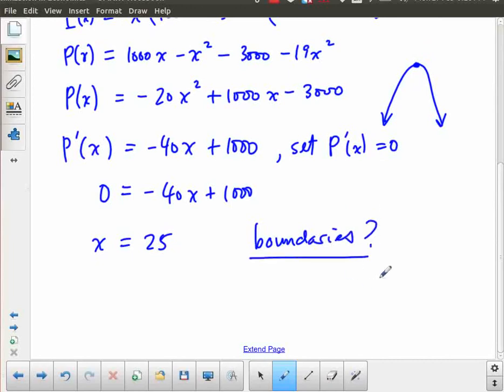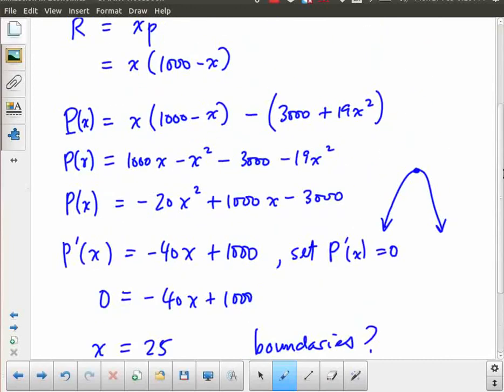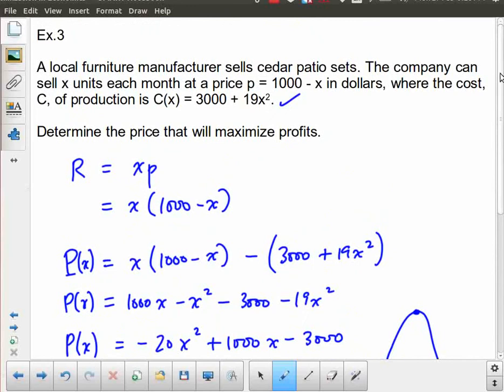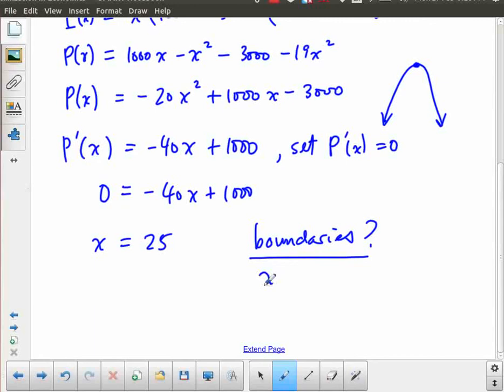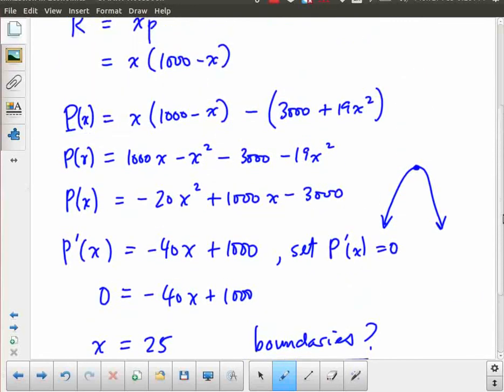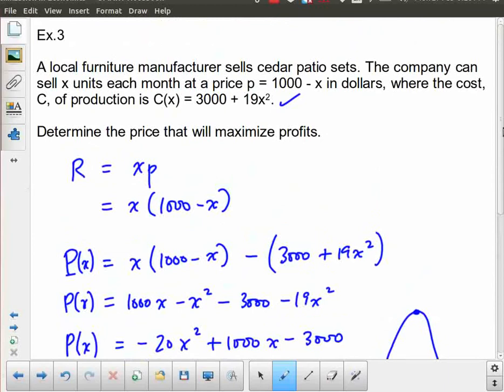And so what are the boundaries for a question like this? We have to sell something in order for us to have a product. So we know that x must be greater than or equal to 0. Now x can be 0. That doesn't cause any mathematical problems. It just means we have a really lousy product. Nobody wants to buy it.